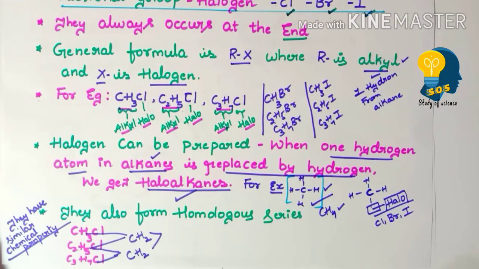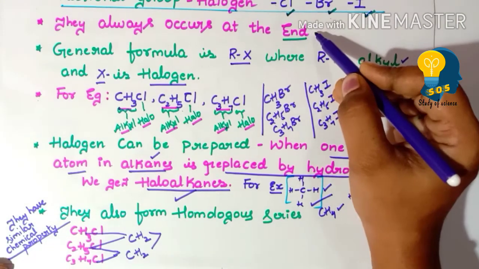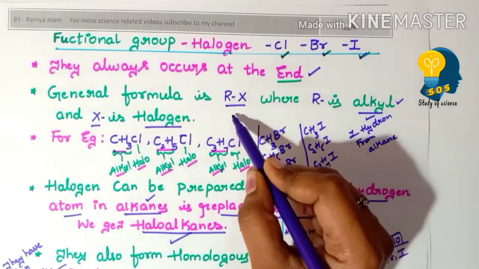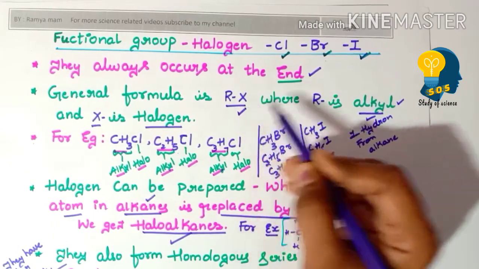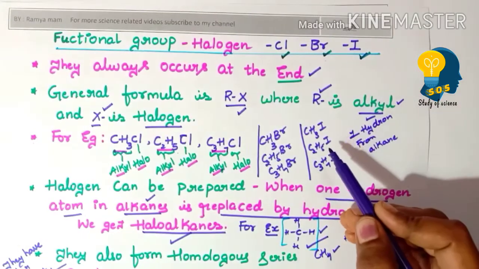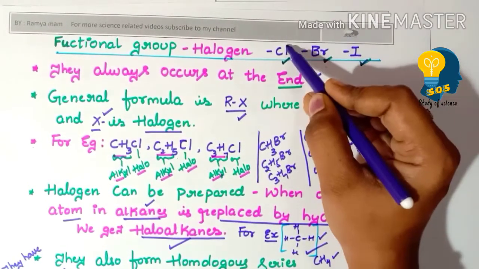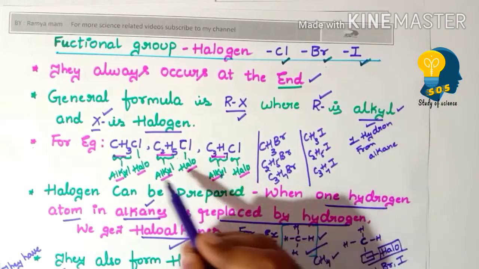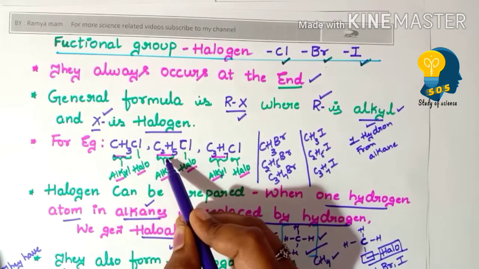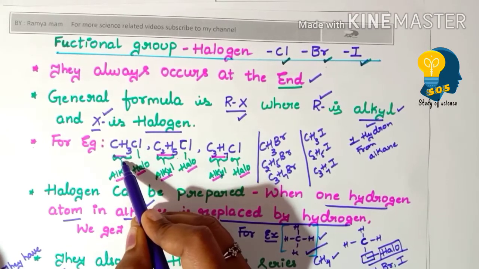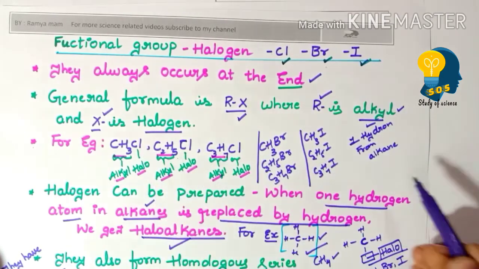So where does the functional group halogen occur? It occurs at the end, right? What is the general formula? The general formula is RX, where R is the alkyl group and X is the halogen group. Here I taught some of the halogens like chlorine, bromine and iodine. Correct? Some of the examples we have seen are CH3Cl, C2H5Cl, C3H7Cl, where the first part is the alkyl and the second part is the halogen group.